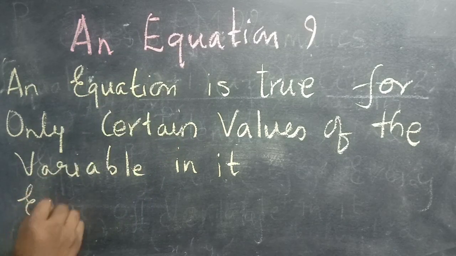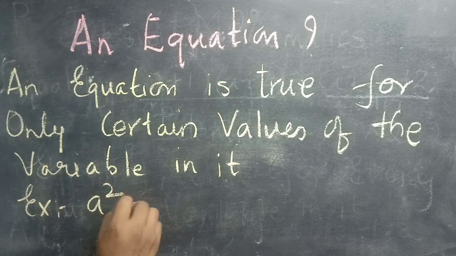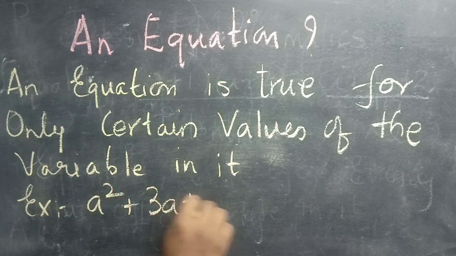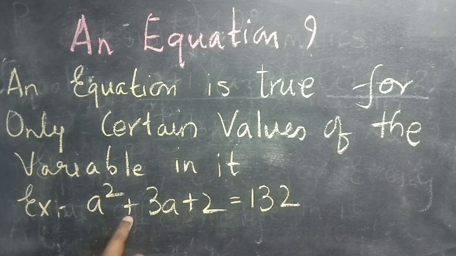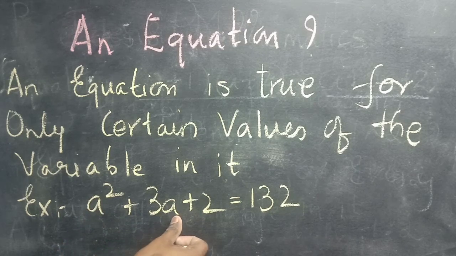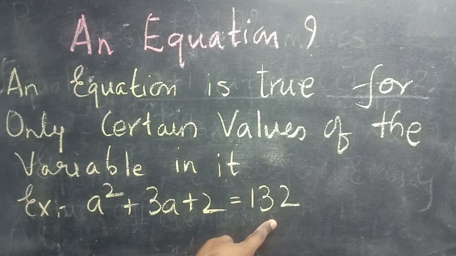Example: consider a square plus 3a plus 2, which is equal to 132. Now, if we substitute a equals 10, that is 10 square plus 3 times 10, that is 30, plus 2, we get 132.